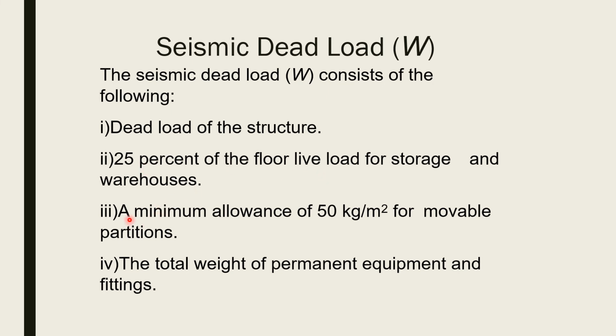And third, a minimum allowance of 50 kg per square meter for movable partitions. You may have seen that in office buildings there are a lot of partition walls, so a minimum allowance of 50 kg per square meter for movable partitions will be considered. The fourth one is the total weight of the permanent equipment and fittings. For example, if on any floor you are going to install machinery, then the load of that machinery will also come in the seismic dead load. So in the seismic dead load, these four things will come.